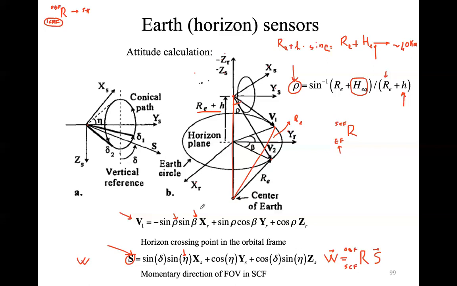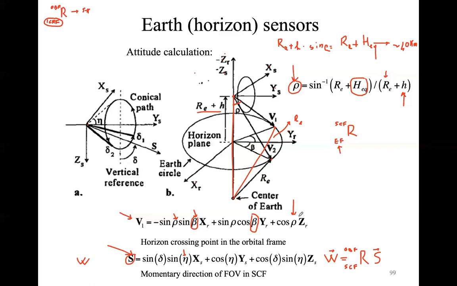The problem here is that you don't have any information regarding beta. So basically the only element that you can use from V1 is the rho, the Z component, because it is only dependent on the rho parameter, so on the altitude of the spacecraft.